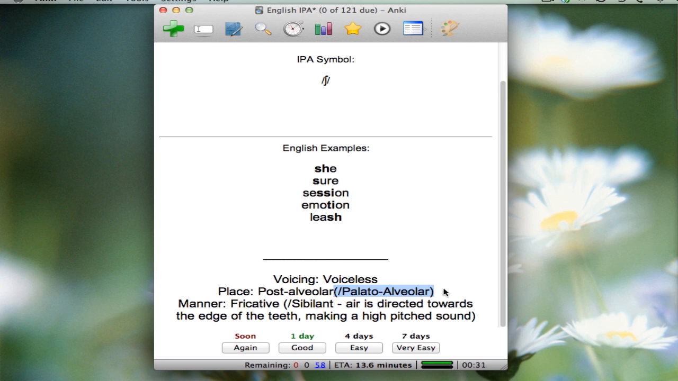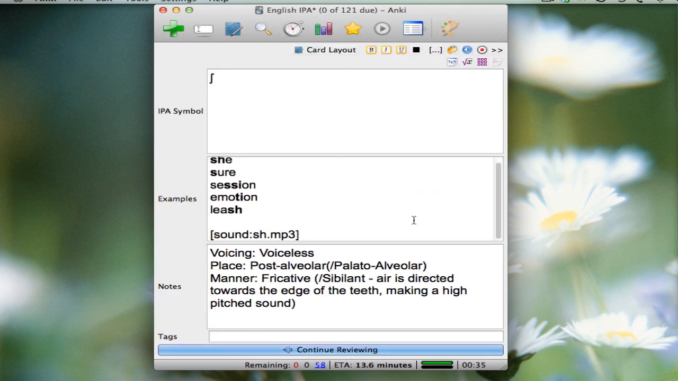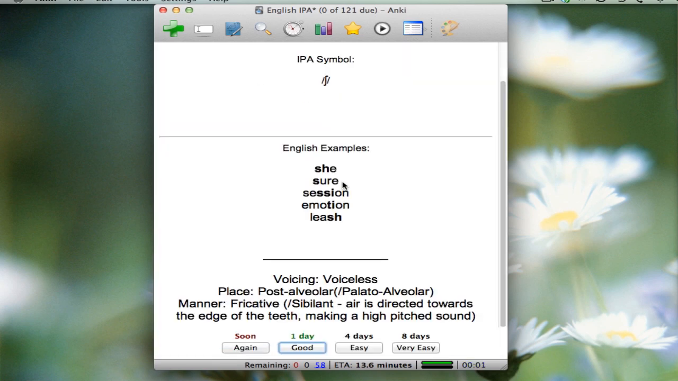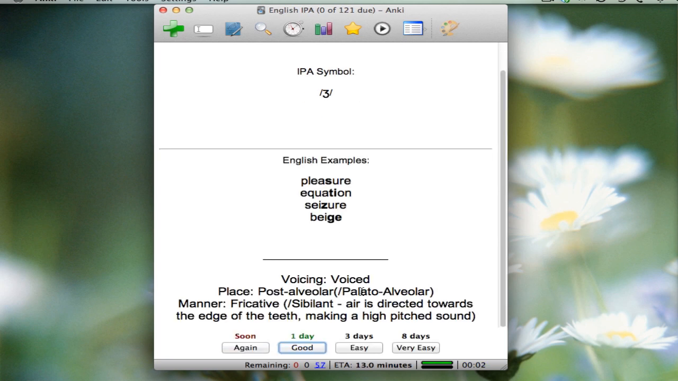Again, this is extra information that you don't necessarily need, but I just figured I'd put it in there. If you don't want it, just delete it. There's nothing that's going to hurt you by thinking that this is a post-alveolar sound. It is a post-alveolar sound. Again, this is spelled sometimes with SH, but sometimes just with S or T. There's all sorts of spellings in English for the same sound.